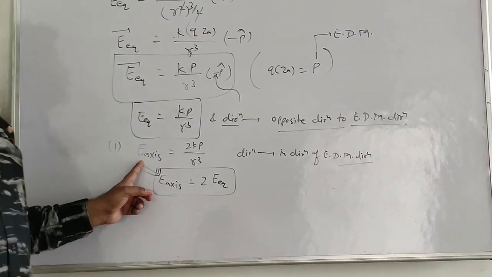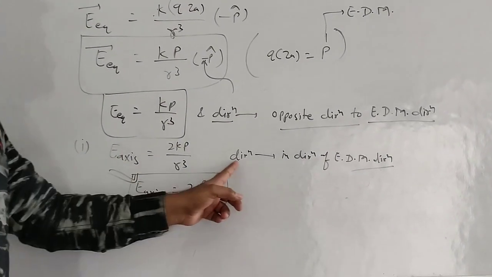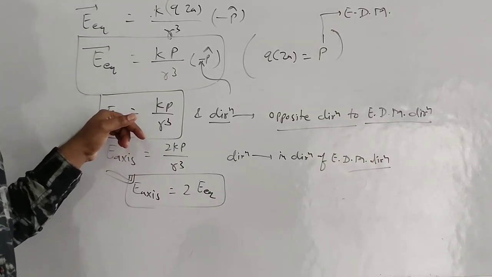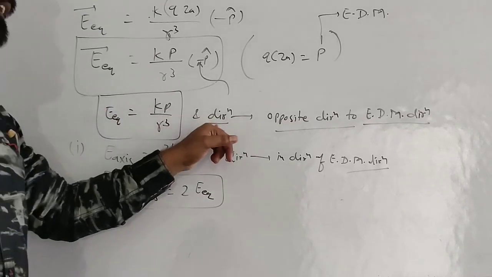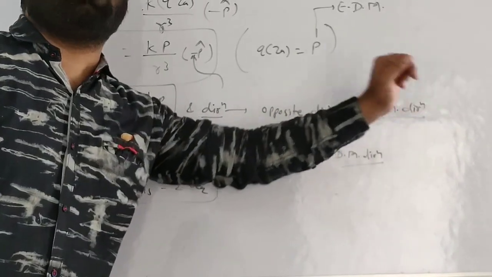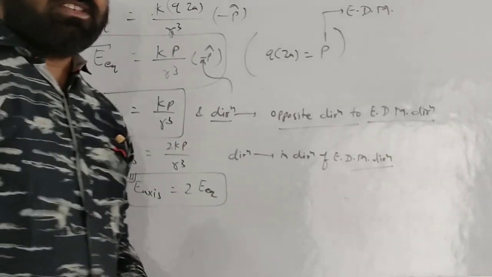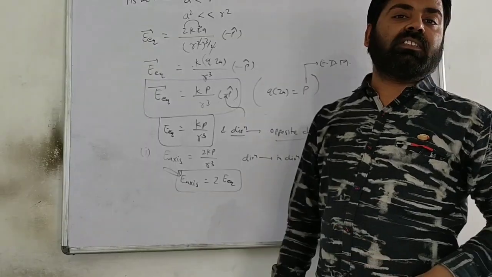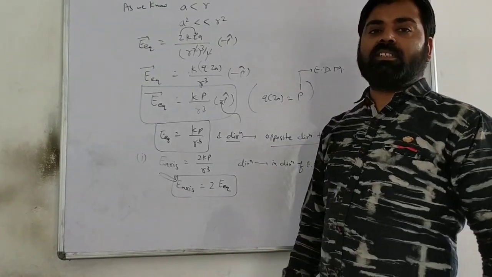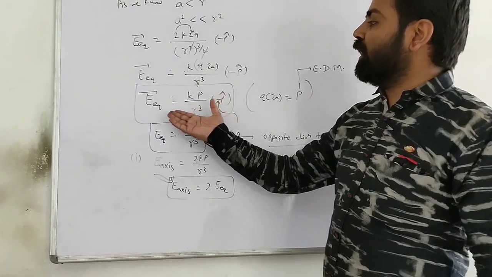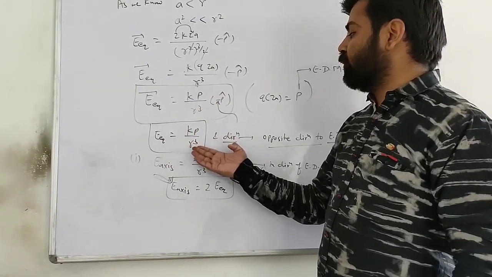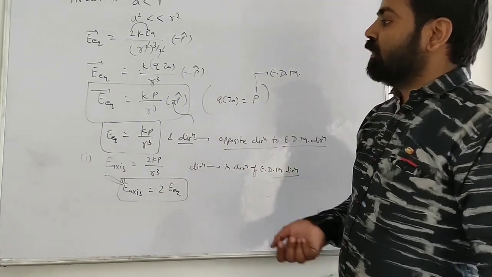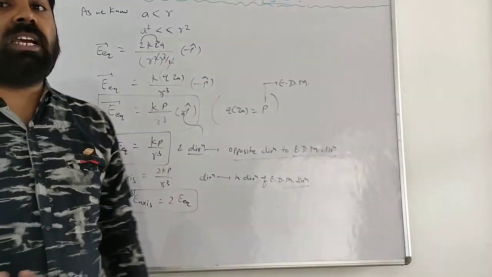The direction of electric field intensity at any point on the axis is in the direction of the electric dipole moment, but at any point on the equatorial plane, the electric field intensity direction is opposite to the electric dipole moment direction. So we derived the formula of electric field intensity at any point on the equatorial plane. We generalize the equation and derive the formula, which is E equatorial is equal to kp upon r cube, and direction opposite to the electric dipole moment direction. So in today's class, this formula is derived.